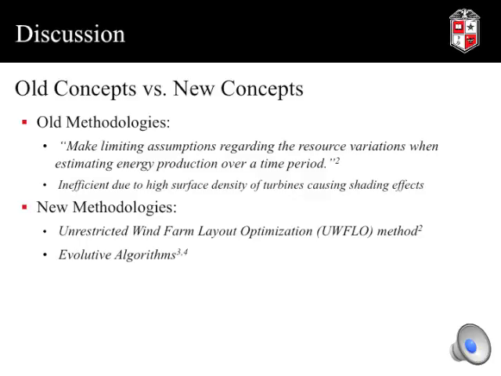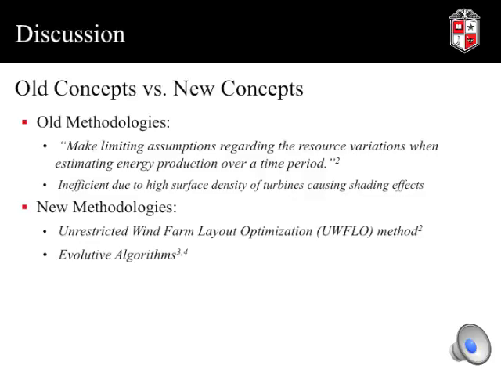Due to the complexity and inability to describe this problem in analytical form, classic analytical optimization techniques cannot be used to position turbines. New optimization methodologies include a variety of evolutionary algorithms and unrestricted wind farm layout optimization, or UWFLO.